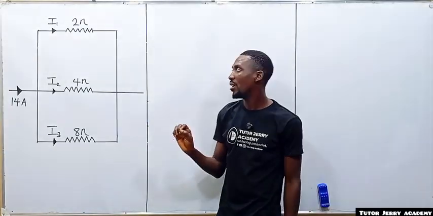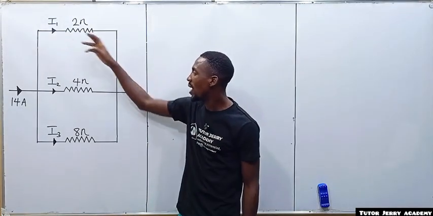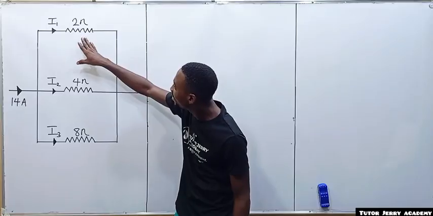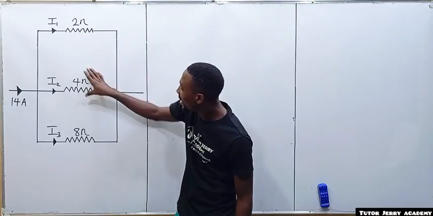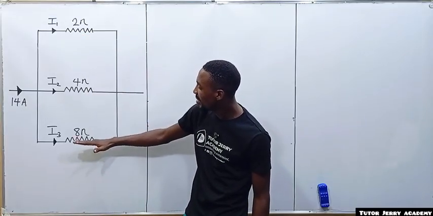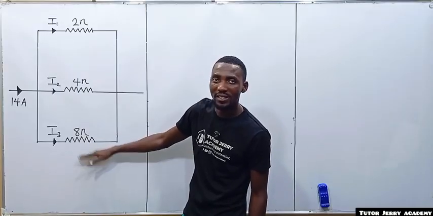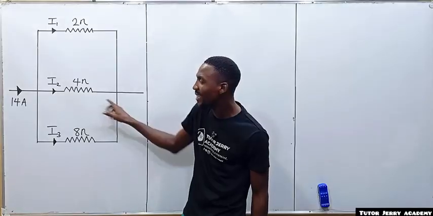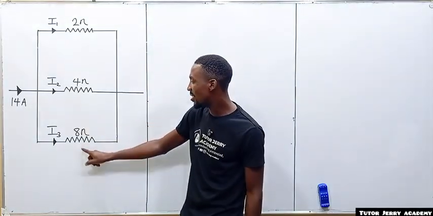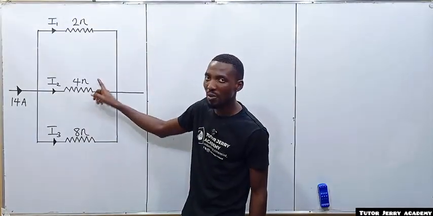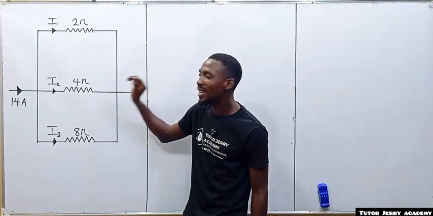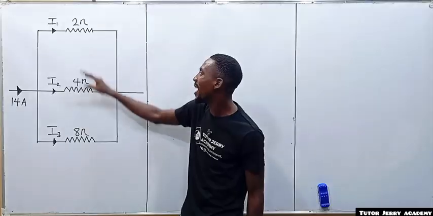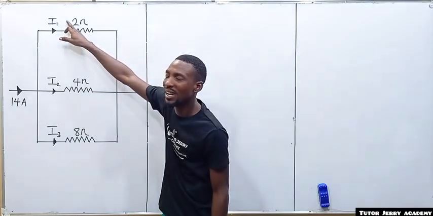If I want to solve for I1, because I'm having this one in parallel with this and in parallel with this, I'll first resolve these 2 in parallel to get their equivalent resistance. That is 8 multiplied by 4 divided by 8 plus 4. By the time I get that, I can now apply my current divider rule to solve.